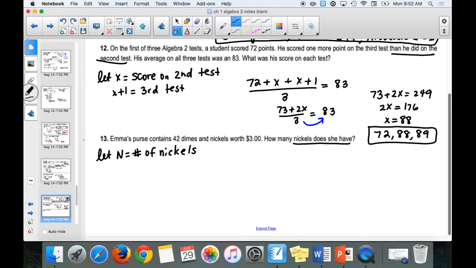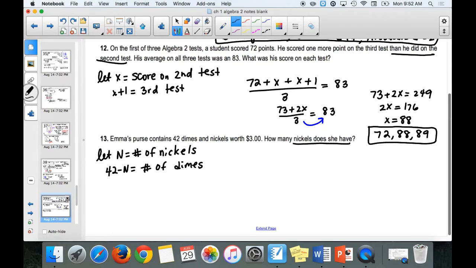All right, so then when we talk about the number of dimes, we want a total of 42. So if she had, for instance, 10 nickels, she would have 32 dimes, right? So our dimes are going to be 42 minus n. And then we want to talk about their value. So we want to get a total of $3.